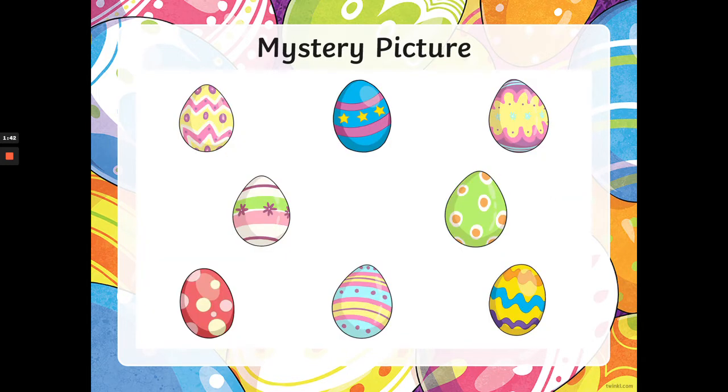So here are my eggs. There are 3, 5, 6, 7, 8 altogether. So there's 8 eggs, and I will go through them. I'll go from top to bottom, okay? So we'll start on the first egg, and I'm going to click it.